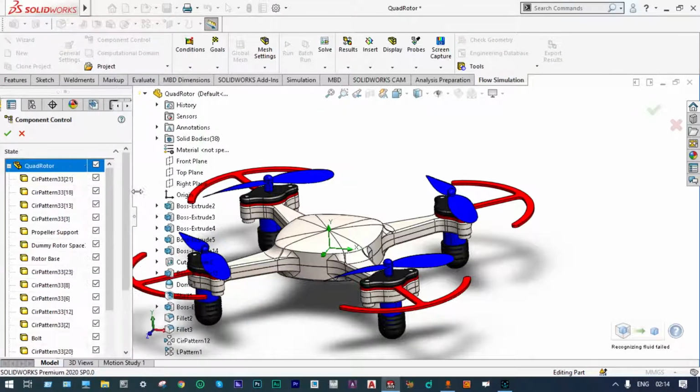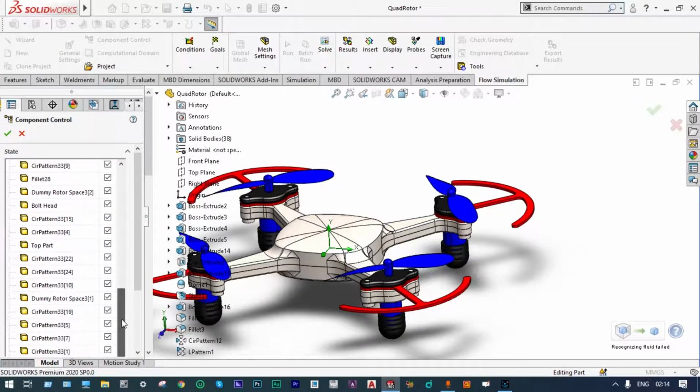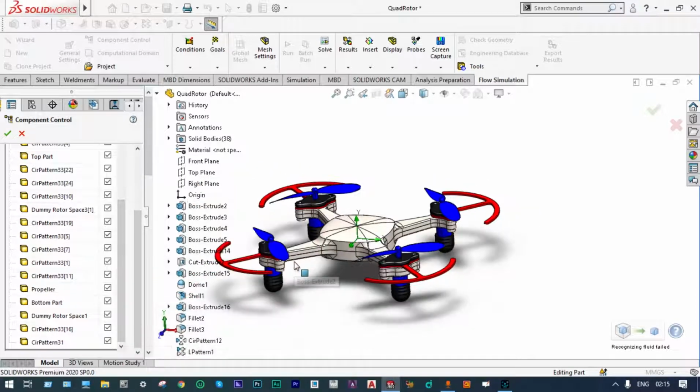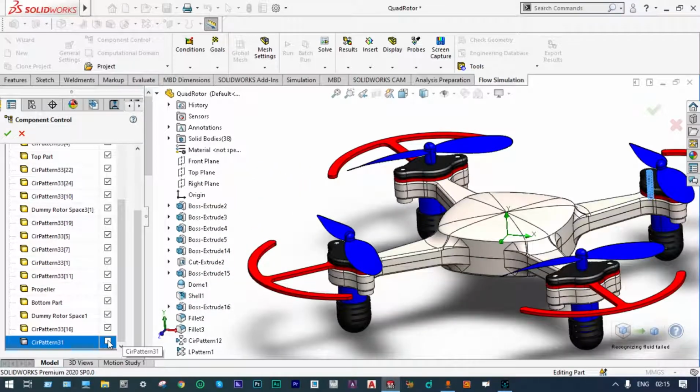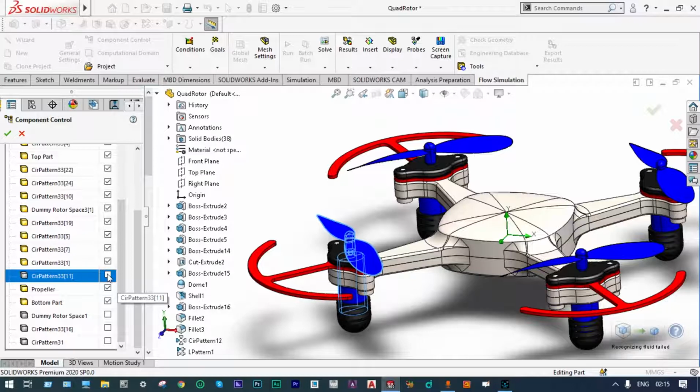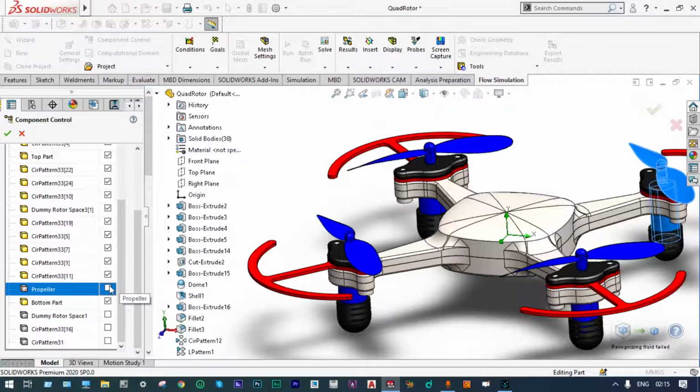You can see we are having a lot of parts. From these different parts you have to eliminate some of the unimportant parts to ease the simulation effect. We'll neglect these parts one by one. We're neglecting this one. This is the bolt head, dummy rotor space here, that is to be disabled. Propeller is very important, and the bottom part, that means this one, is important and needs to be in this analysis. This is also a propeller, that is important. This is also a propeller, that is important.